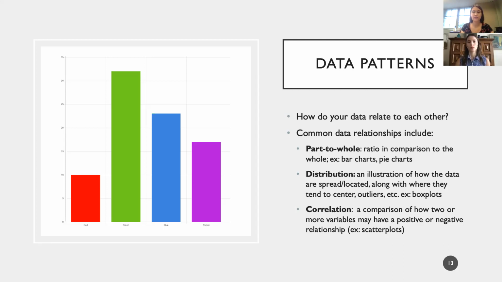When you're working with continuous variables, you often also might want to look at how the data are spread out. So where is the center of the data? How much does it spread out? Where are the outliers? Things like that. For something like that, you might want to use a box plot.